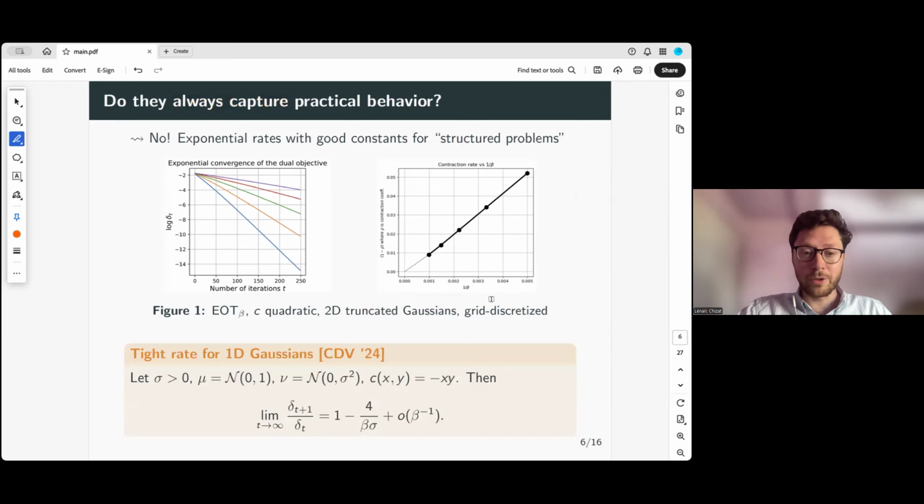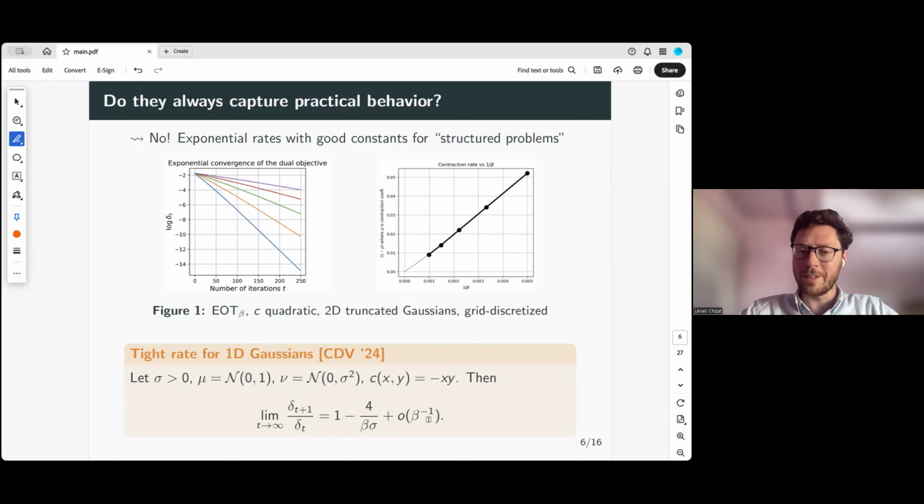And in fact, for the case of Gaussian marginals, this is something we can prove. So we did the computation in our paper with Alex and Thomas. So when we transport one-dimensional Gaussians, so here we just looked at the simplest case, one-dimensional Gaussians with different variances, and a cost minus xy, which is exactly equivalent to the quadratic, the square distance cost. Then the asymptotic contraction ratio is 1 minus 4 over beta sigma modulo some higher order term in 1 over beta. So we really get something linear in 1 over beta as we observe here.